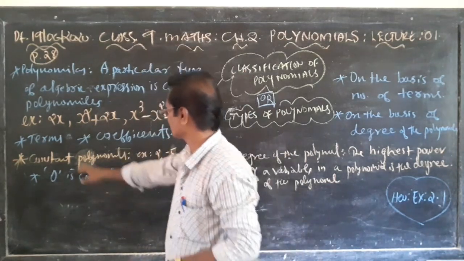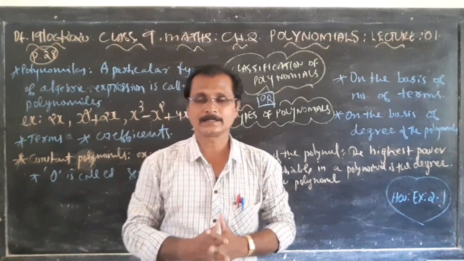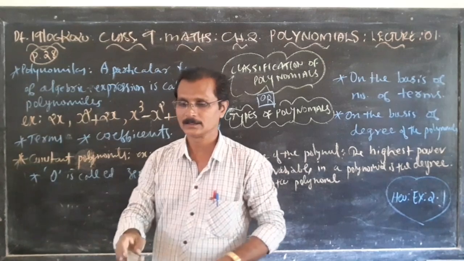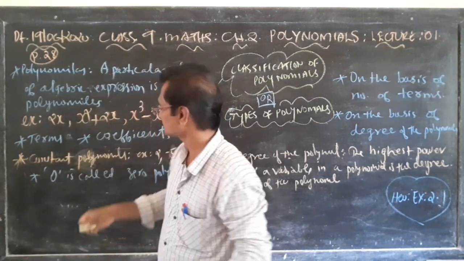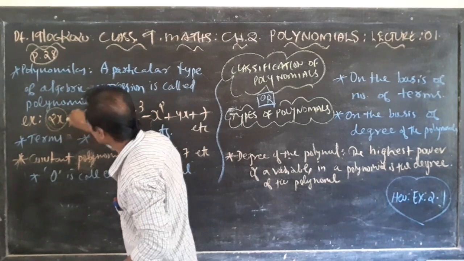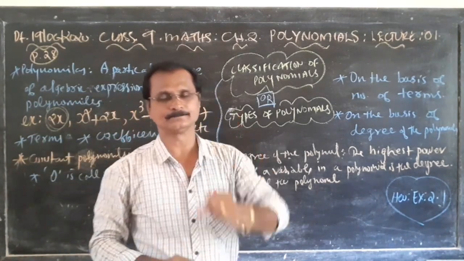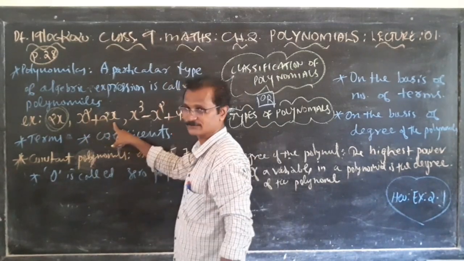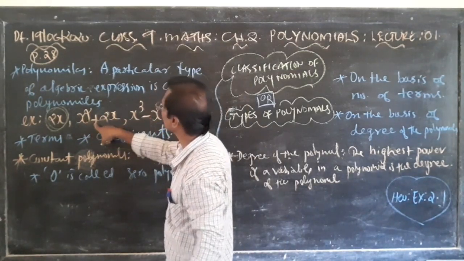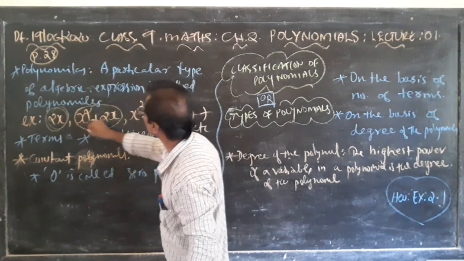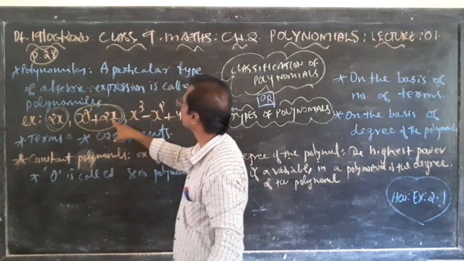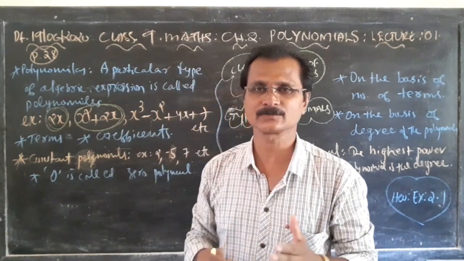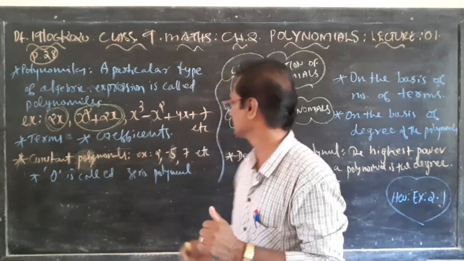Now, what are terms? Terms in a polynomial. The first one is 2x. Look here, in 2x there is only one term. Now x squared plus 2x. How many terms are there? Two terms: one is x squared, another one is 2x.